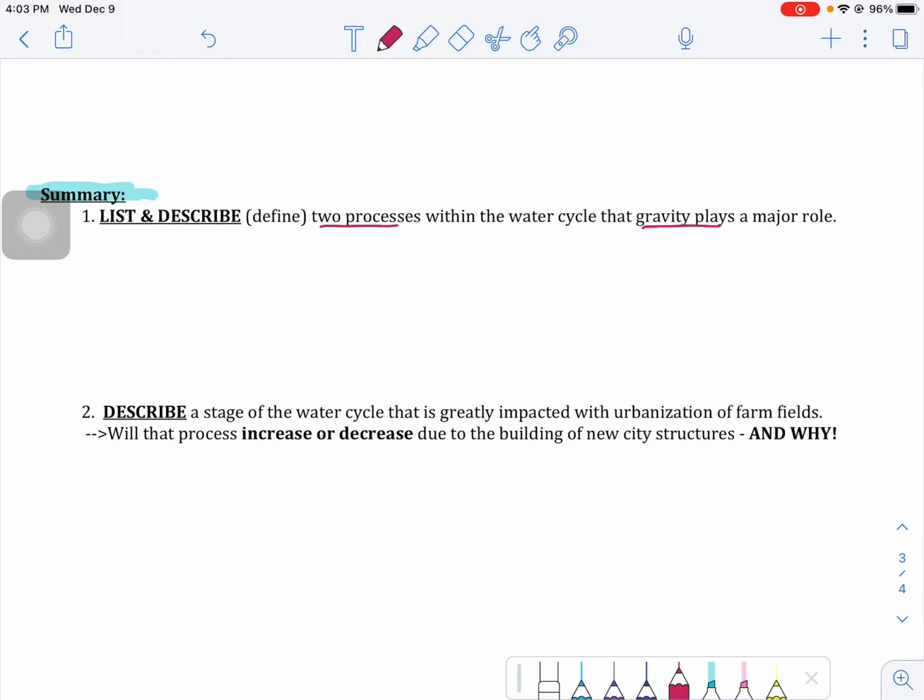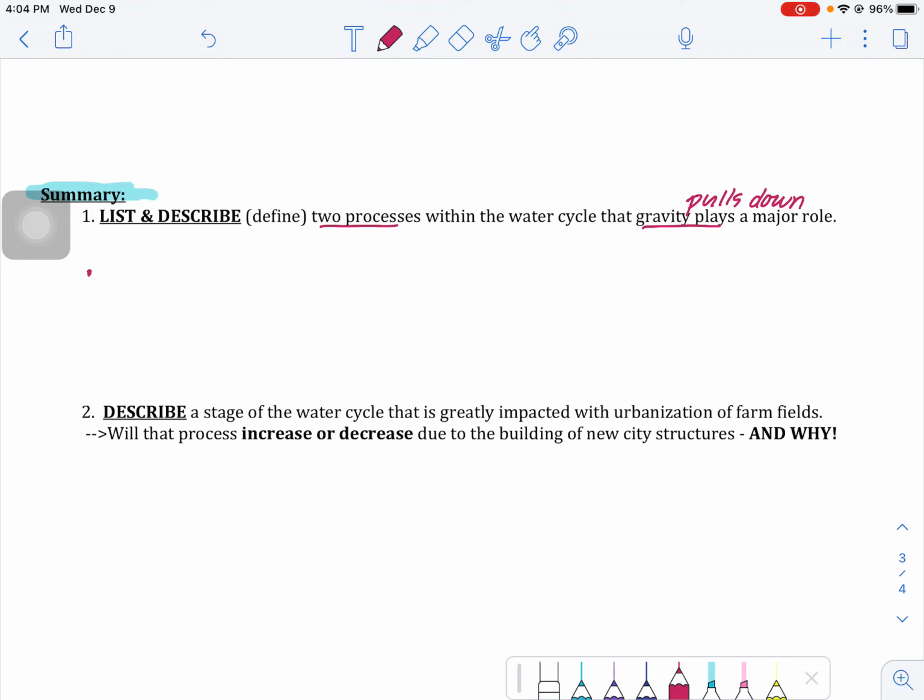Hint, think about what gravity does to objects, including water, it pulls them down. So the three from the diagram that are impacted by gravity are all about water moving downwards. So here you just have to list and describe.